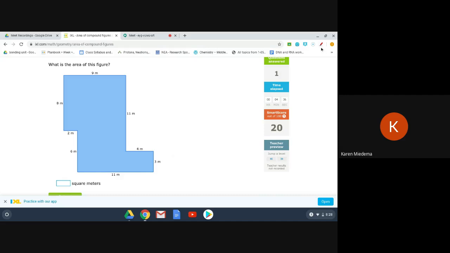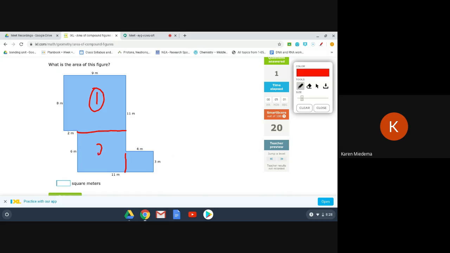Okay, the next problem. Okay, here it looks like we have 3 different shapes. I'm going to go ahead and make my cut to make it into shapes that are familiar to us. There I have rectangle number 1. I could go ahead and cut it here, giving me rectangle number 2. And then I could go ahead and just label the 3rd rectangle.